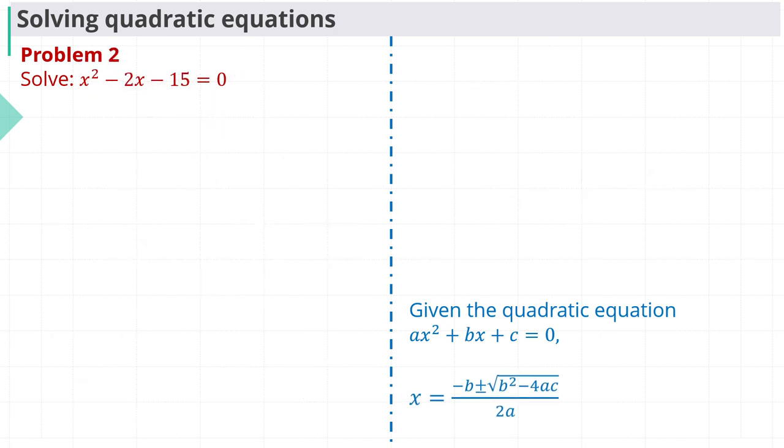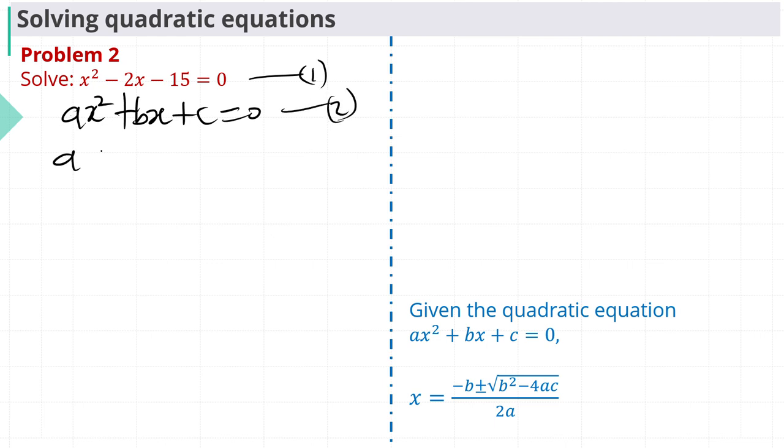We have a next question. We have the quadratic equation written in the form as² + bs + c = 0. And so comparing these two equations, the value of a is 1, the value of b is minus 2, the value of c is minus 15.